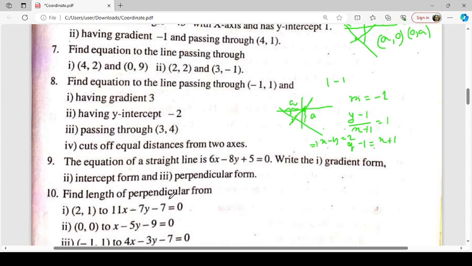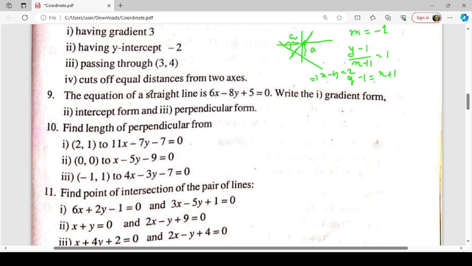Then the equation of the straight line, written in gradient form, intercept form, perpendicular form. The length of perpendicular, so the length of perpendicular formula is given.